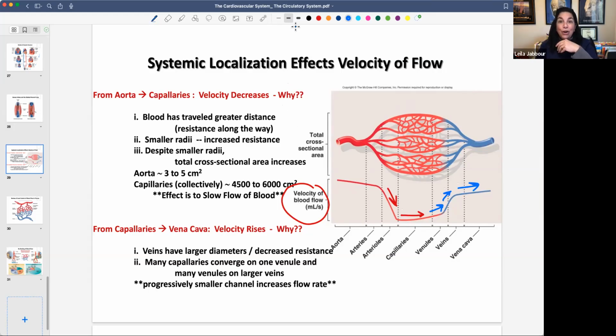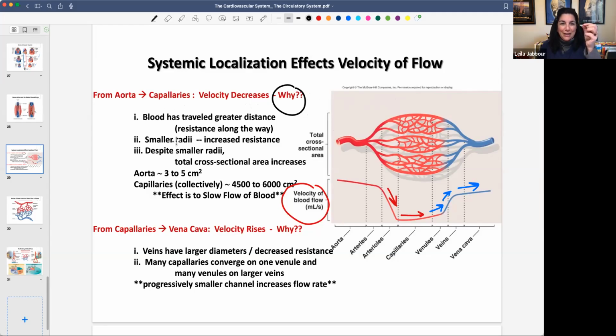So how come we have velocity decreasing? Well, we can understand why. So physically, how come we're going to see that? But the why, as far as why do we need to do that?